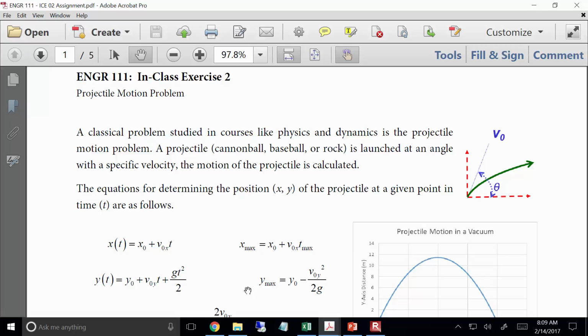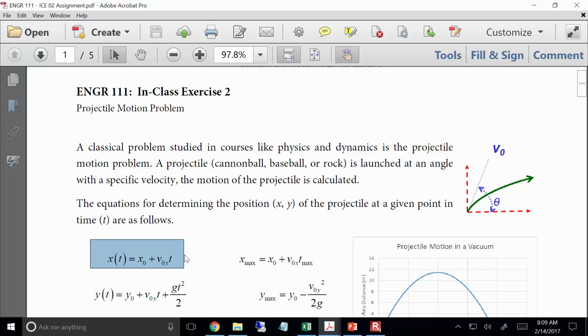So the function for x is the one right here. That's my function for x. It's the initial position plus the x velocity component times whatever time. So the x position just goes linearly because it's not really affected by gravity.